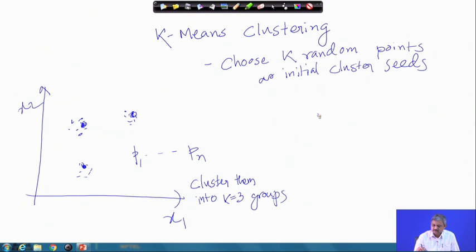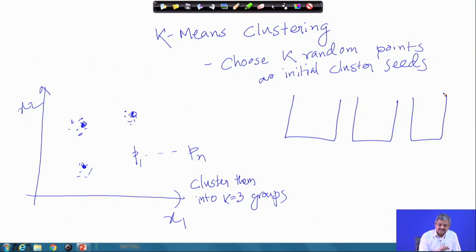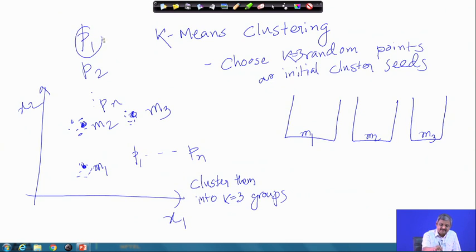Now, I do the following. I make 3 bins, 3 containers, and these initial points that I have randomly chosen, let me call them M 1, M 2, M 3. So, k equal to 3 here. Place these initial seeds in each of these bins. Now, you go through your data points. Take the first point, see which of these seeds it is closest to. You know the distance between 2 points, that is already defined.